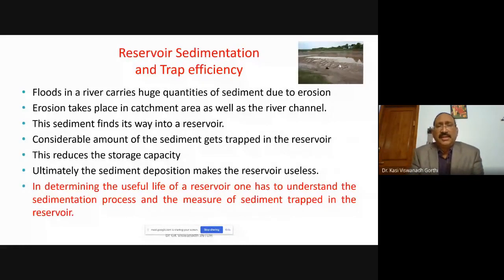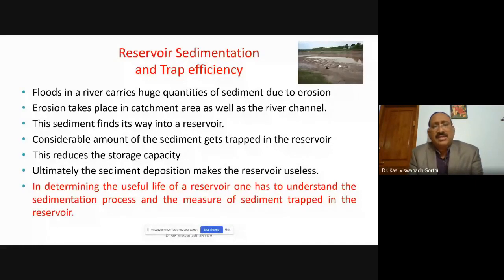They move along with the flow of water. This erosion takes place in the catchment area, and also in the river channel, meaning at the sides and bed of the channel. This sediment finds its way into the reservoir, and a huge amount of the sediment gets trapped in the reservoir. Because of this sedimentation, the storage capacity will be reduced. Ultimately, the sediment deposition makes the reservoir useless.